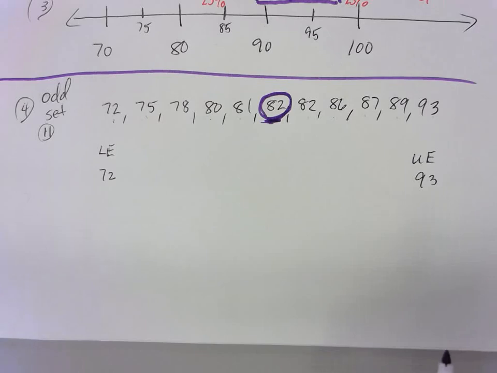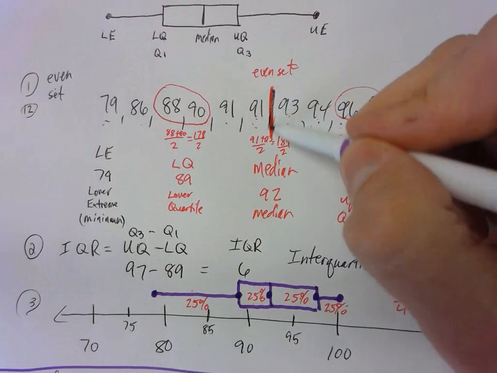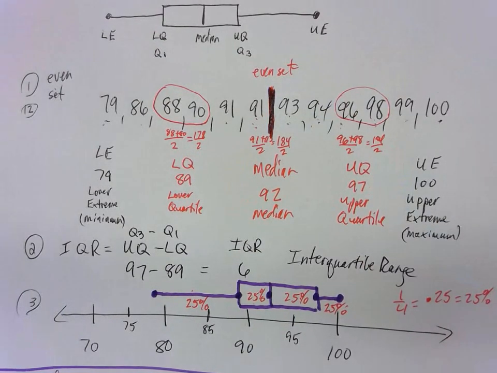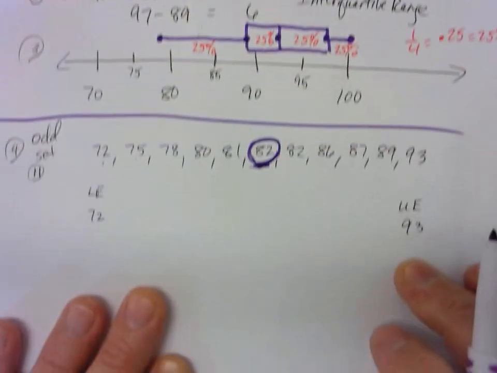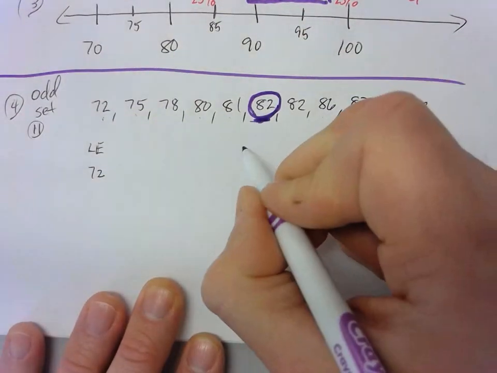Okay, so here's the difference. Up there on the even set, I'll pull it down just so you can remember. On the even set, I drew a line right here, and I split it in half that way. Okay, now with an odd set, the difference is we're going to circle that number in the middle right there, okay, and that's the median.